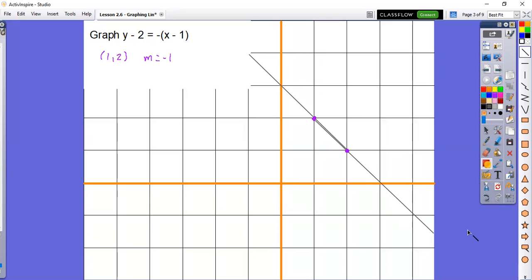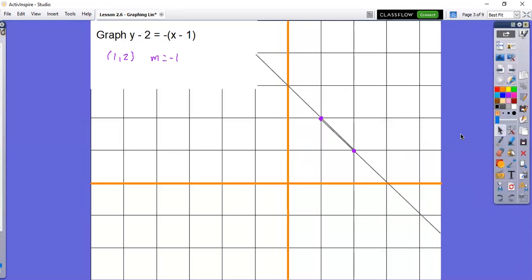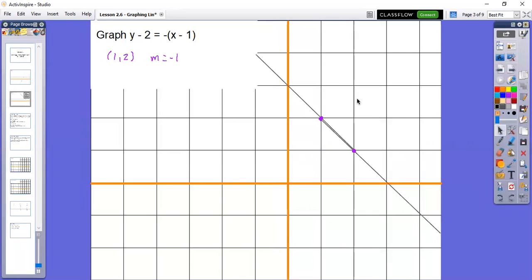All right. So we've done slope-intercept form and point-slope form. Don't worry, we're going to do plenty more practice with these in class. I just want to make sure that you have the basics of how to do these down before class.